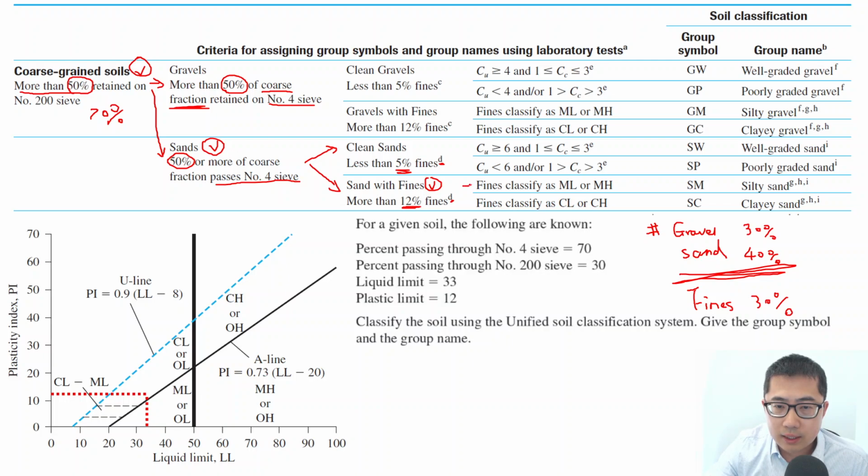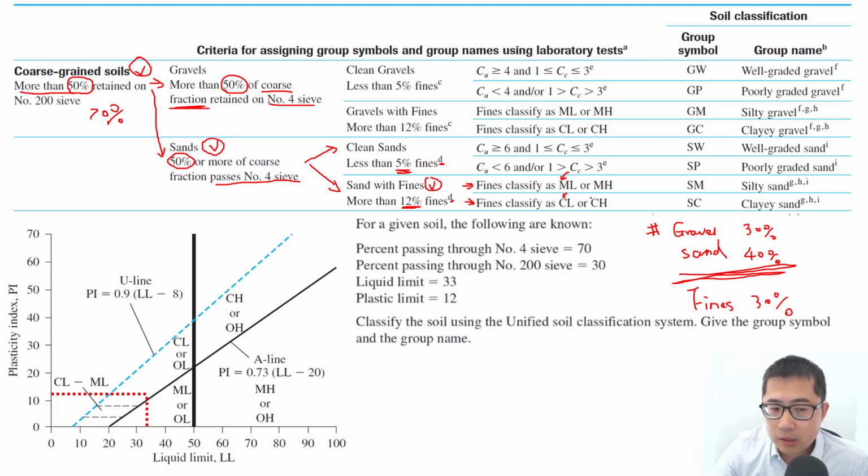So now we have option 1, option 2. Do we have fines classified as ML or MH or CL or CH? So now we're basically talking about M, which, if you recall, stands for silt, and C stands for clay. Basically, are we talking about silt or clay? And if you remember the thing we talked about in chapter 4, the plasticity, they're basically asking you whether the soil is above the A-line or below the A-line.